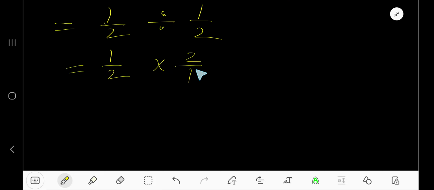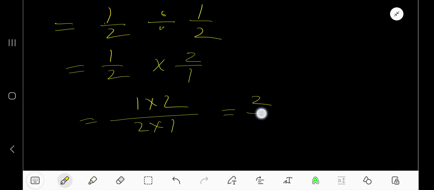Now multiply this fraction with this fraction, multiply the top numbers together and the bottom numbers together, so you are getting this new fraction. 1 times 2 is 2, 2 times 1 is 2.